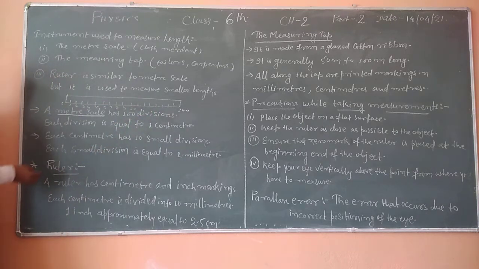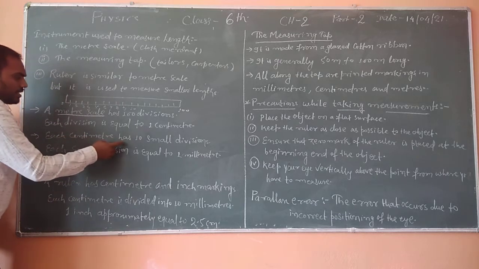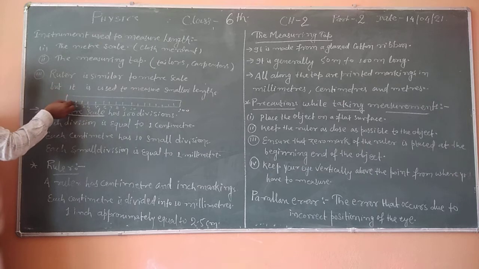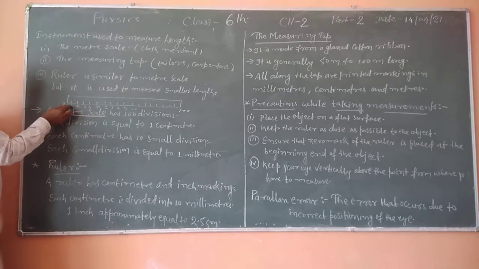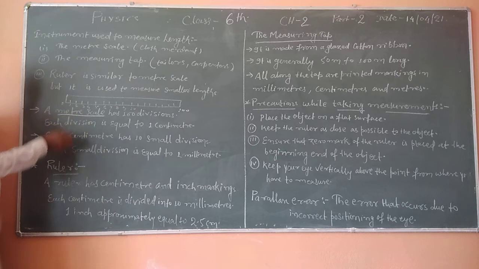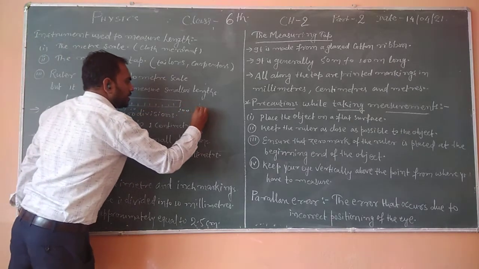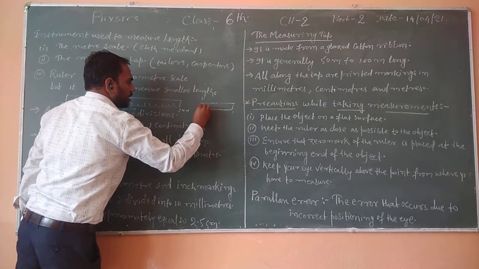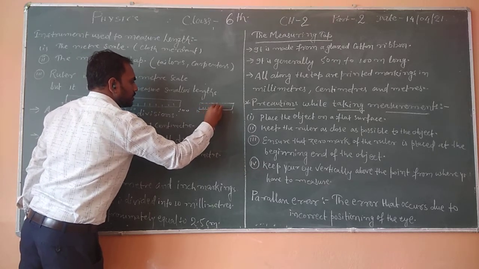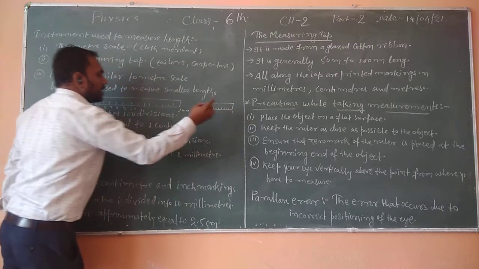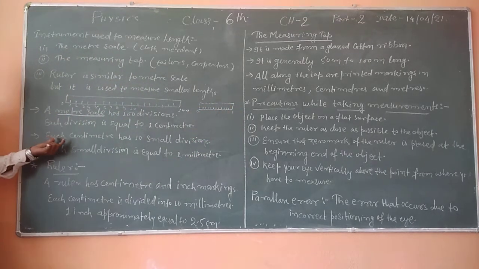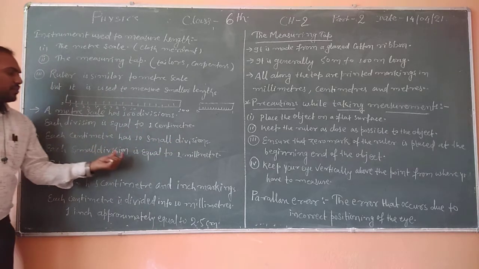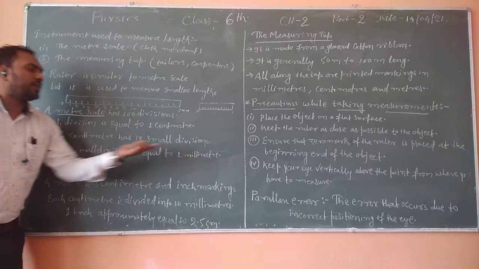Each centimeter has 10 small divisions. I am zooming in. Between 0 and 1, again there are 10 divisions. From 0 to 1 there are 10 divisions. That is a millimeter. Each centimeter has 10 small divisions, and each small division is equal to 1 millimeter.